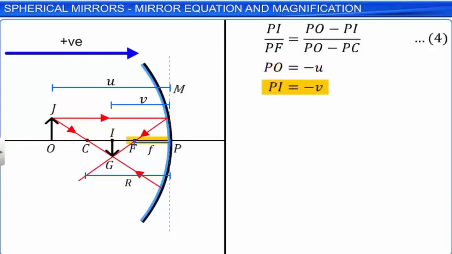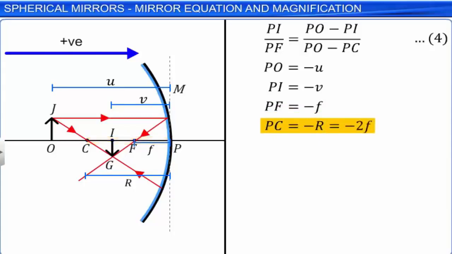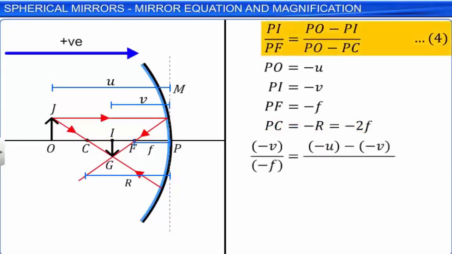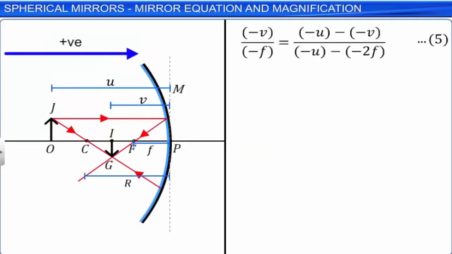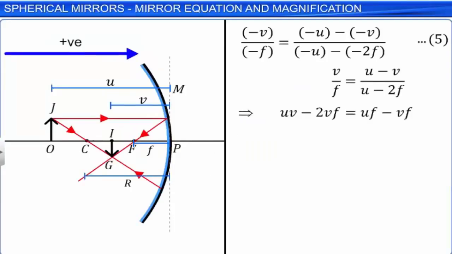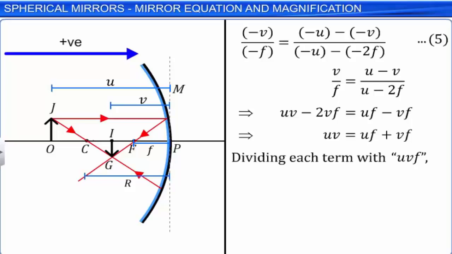On substituting these values in equation 4, we get equation 5. On further simplification, we get UV is equal to UF plus VF. Dividing each term of this equation with UVF, we get 1 by F is equal to 1 by V plus 1 by U.